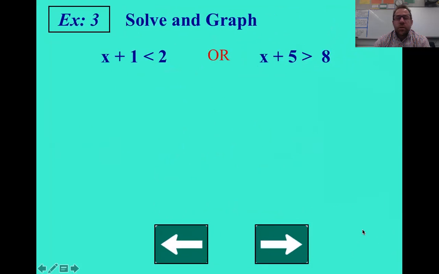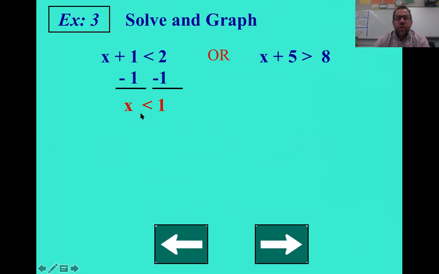All right, now let's try an or problem. So an or problem, we have this or this. Remember I said a moment ago, for breakfast you could have cereal or you could have Pop-Tarts, right? So it's one or the other. Okay, so let's go ahead and solve this one here. Just real simple. One step, we're going to subtract 1. We get x is less than 1.